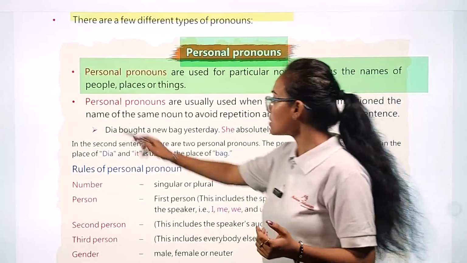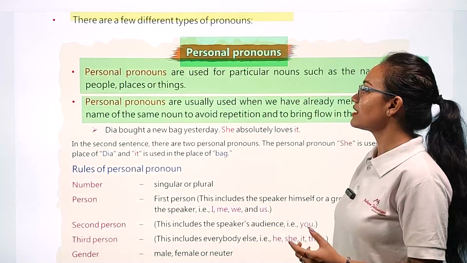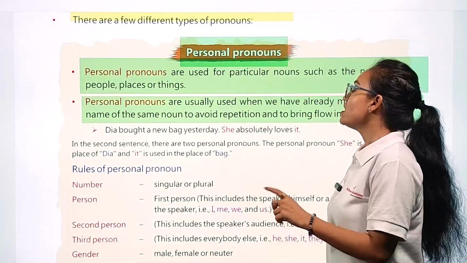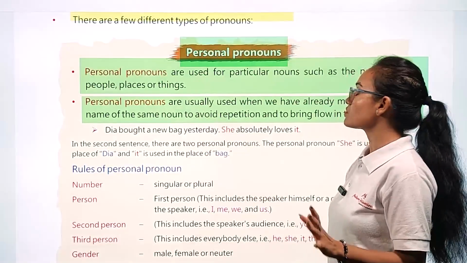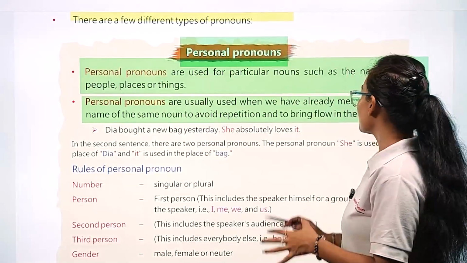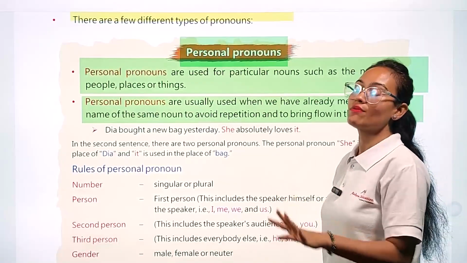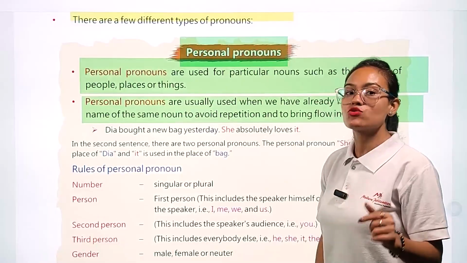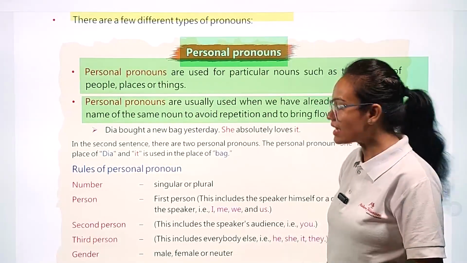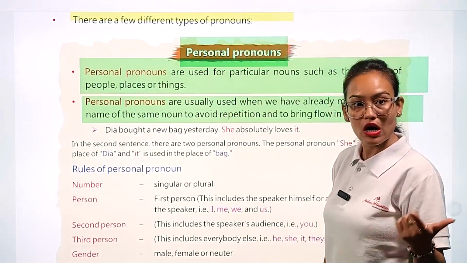Personal pronouns are usually used when we have already mentioned the name of the same noun, to avoid repetition and to bring flow to the sentence. They are also used when in our sentence we have already mentioned the same noun and now we don't want to repeat it. So in this case we use personal pronoun words.